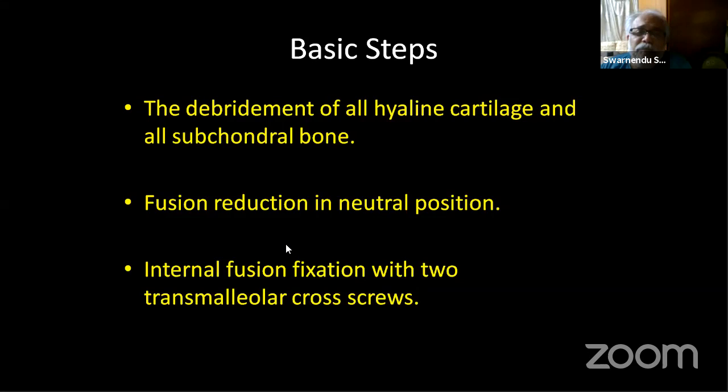The basic steps are, you have to debride the whole hyaline cartilage, because if you want to do any arthrodesis, any joint, you have to clear all the hyaline cartilage and expose the subchondral bone. Fusion reduction, you have to know what the position for the fusion is. Usually for this ankle, it is neutral flexion, and you have to see beforehand the external rotation position of the other foot. Mostly it is like 5 to 10 degrees, and you have to check beforehand that you are not missing anything.